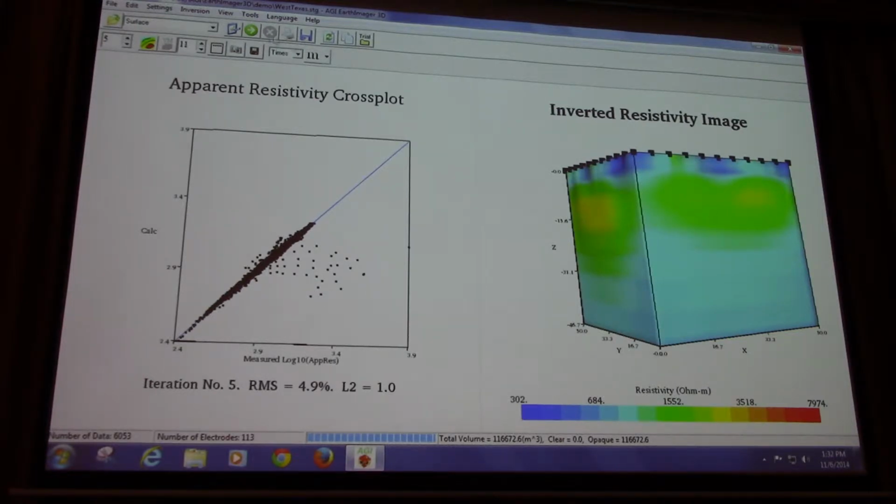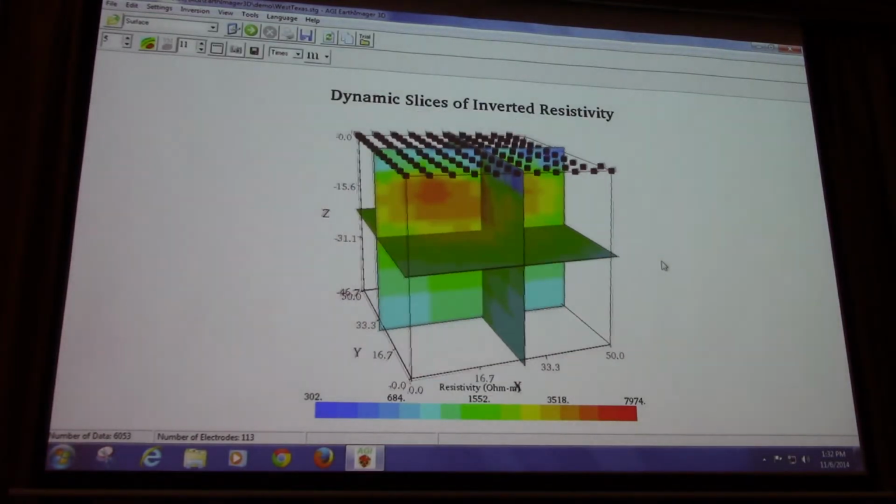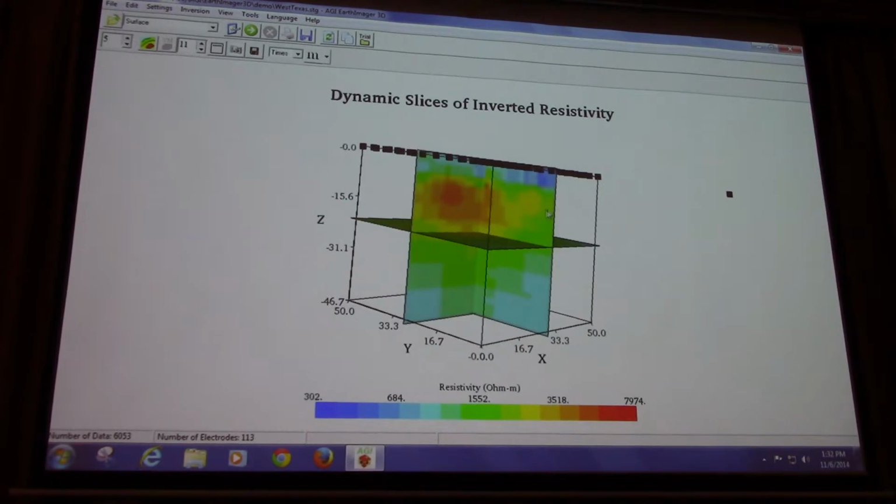All right, so now let's actually view this thing, because that's important to be able to understand. We can do these dynamic slices like this. Rotate this around. We can click on here, see what the resistivity is down here. We have the resistivity in XYZ location. And we can also move these through.